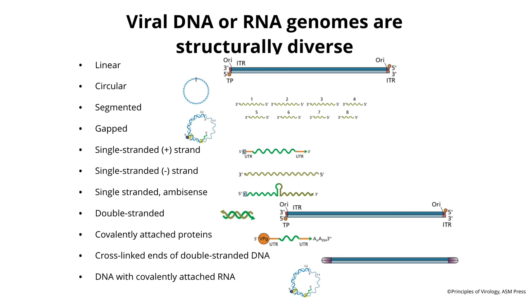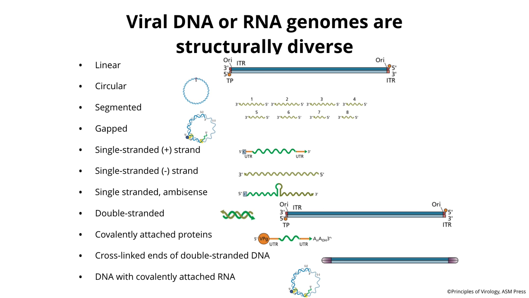Now, going beyond the Baltimore scheme, among those seven classes, there's lots of structural diversity among the different kinds of genomes. And these all are obvious. They make perfect sense. For example, whether it's single or double-stranded DNA or RNA, you can have linear genomes, or you can have circular genomes. This goes for both DNA and RNA, although these are the DNA.